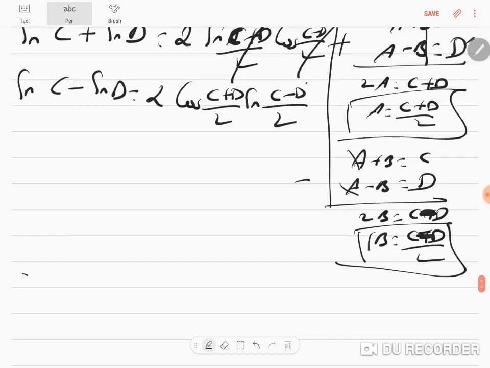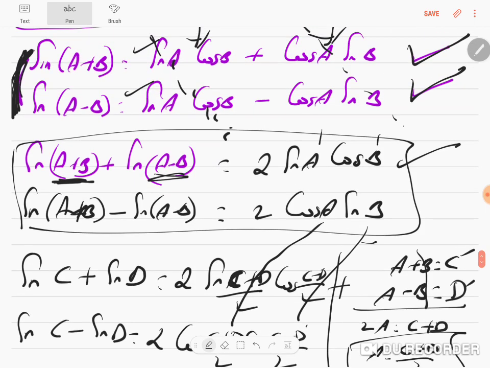So, these are the formulas for sin (A plus B), sin (A minus B), sin (A plus B) plus sin (A minus B), sin (A plus B) minus sin (A minus B), sin C plus sin D and sin C minus sin D. You should be able to tell answers instantly.